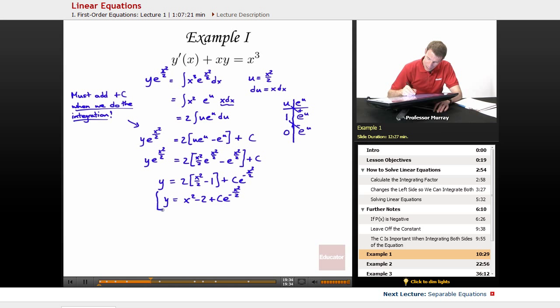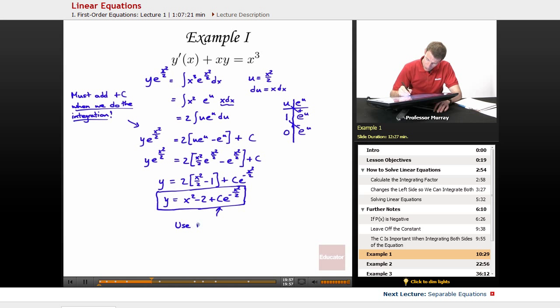That's as far as I can take this one, so I'm going to stop there. That's called the general solution right there. The general solution always has an arbitrary constant somewhere in it. And the way you would find the value of that arbitrary constant would be to use initial conditions if you were given an initial condition. In this case, we weren't given an initial condition, so we can't find the arbitrary constant.